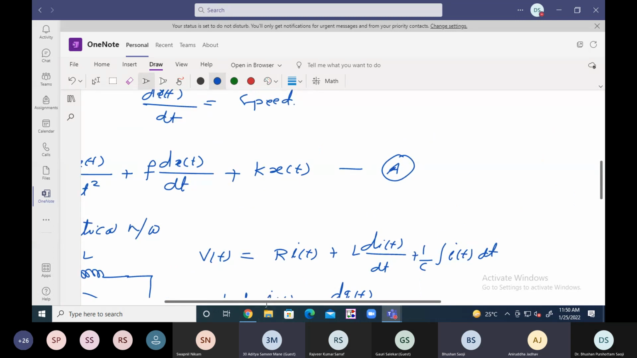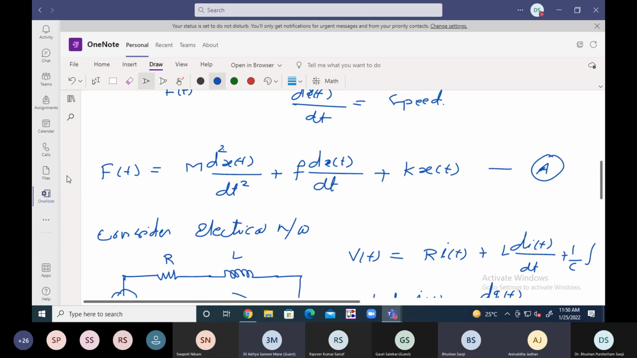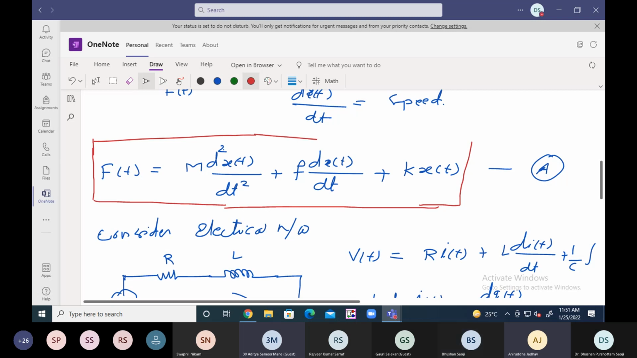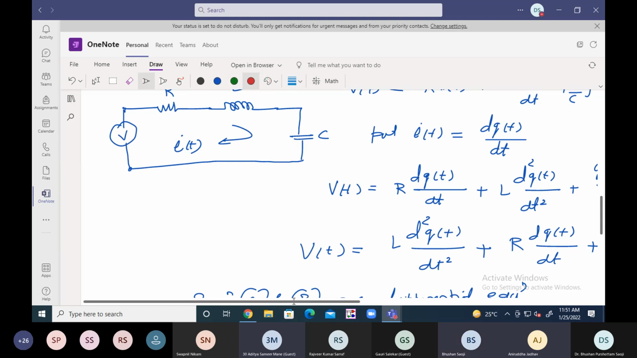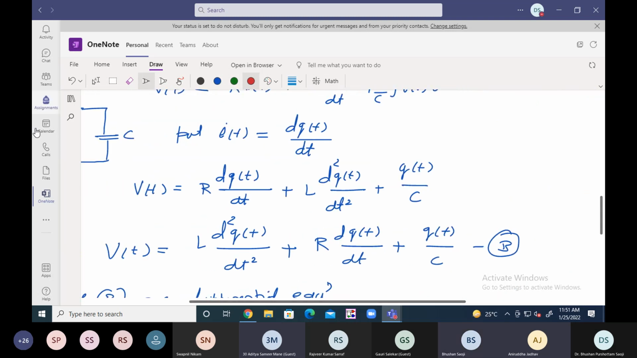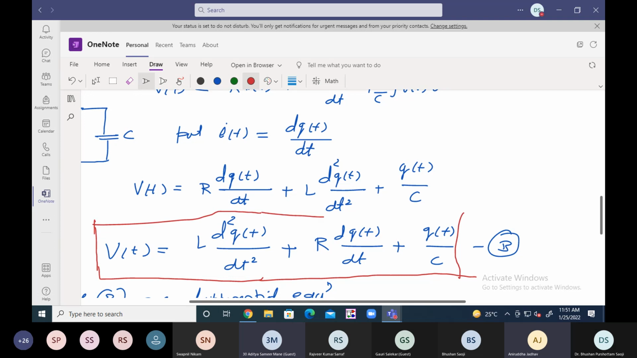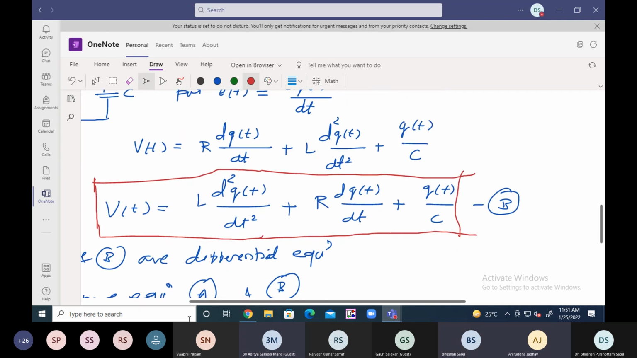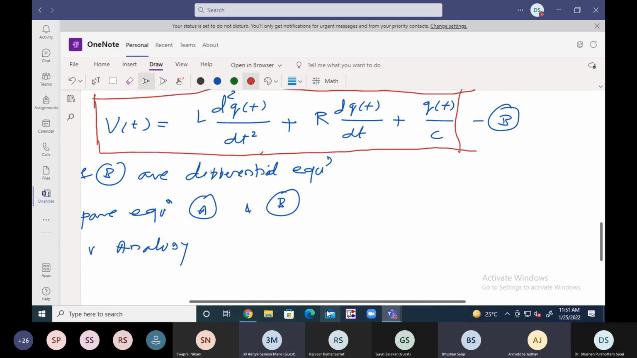One minute, I will highlight that first so you can identify it easily. This is F of t, it equals this. And this is V of t, this equation. Now see here, compare equation A and equation B.